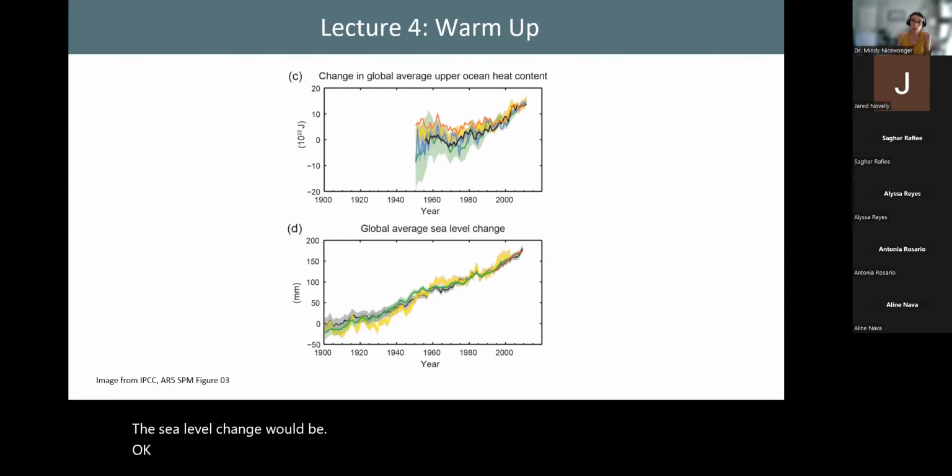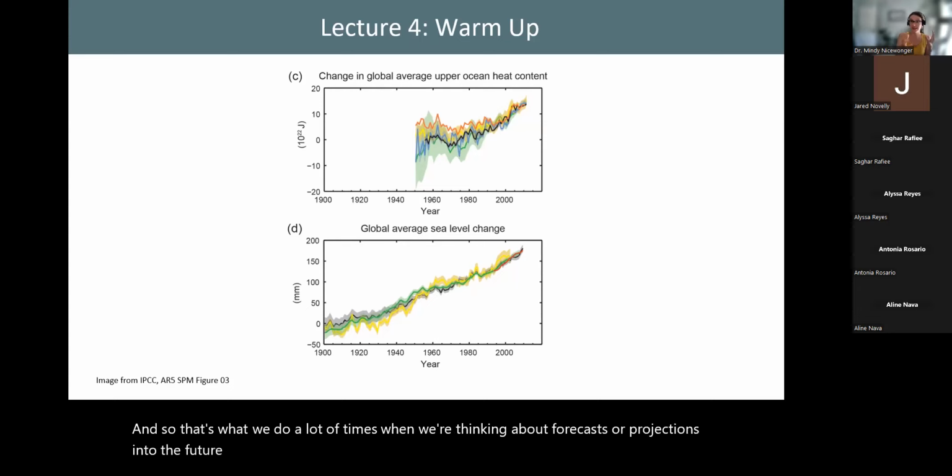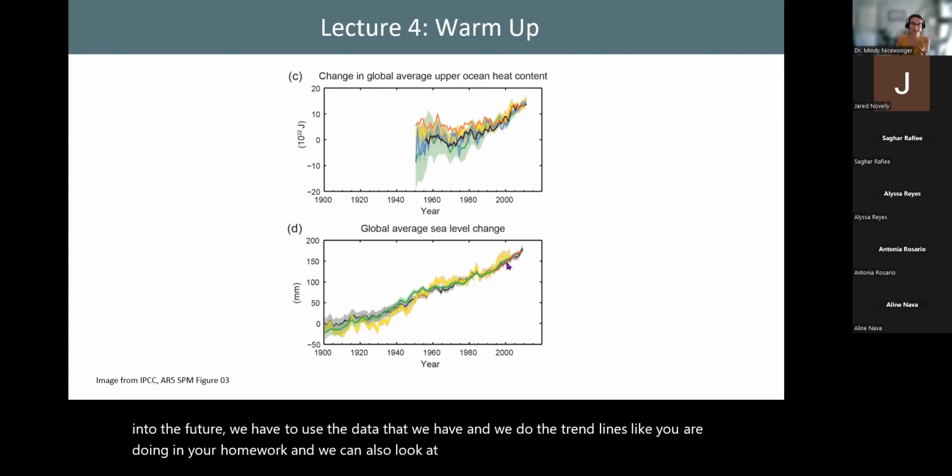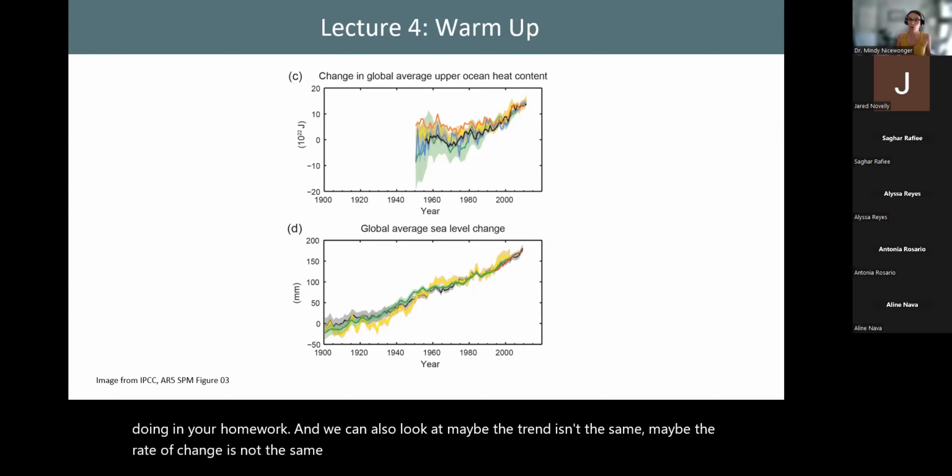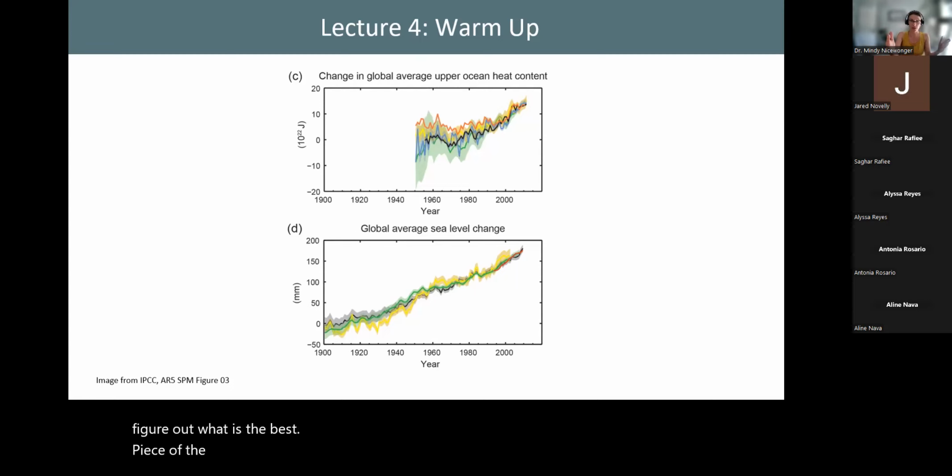Okay, and so that's what we do a lot of times when we're thinking about forecasts or projections into the future. We have to use the data that we have, and we do the trend lines like you are doing in your homework. And we can also look at, maybe the trend isn't the same. Maybe the rate of change is not the same throughout the whole record. And so we have to figure out what is the best piece of the record that we should use to forecast the future or project the future.